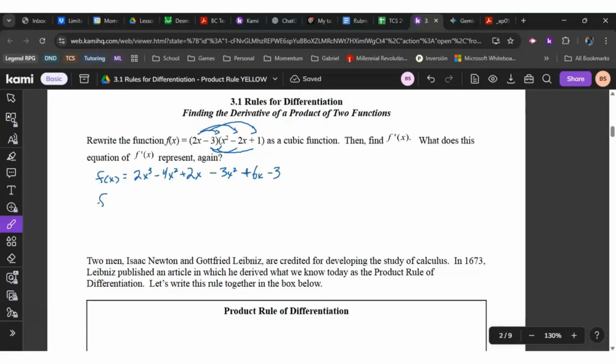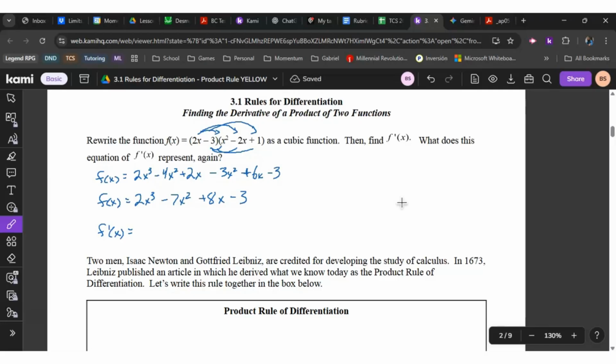Then I can combine like terms. So there's no other cubes, but I can combine the negative 4 and the negative 3x squareds. So that gives me negative 7x squared. Then I can combine 2x and 6x to get plus 8x, and then minus 3. Once I have it looking like a polynomial, the derivative is easy. I just use the power rule.